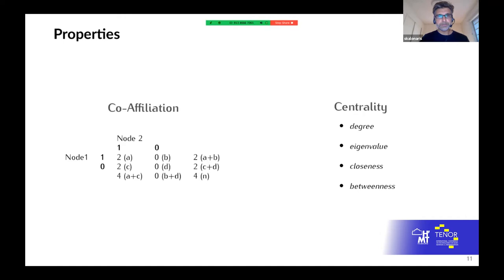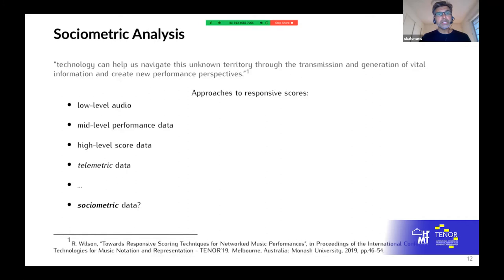Finally, coming to sociometric analysis, these measures can be useful to analyze the network. For example, we could deduce who are the most central actors and the most central musicians, players, or events, how these relate to one another, and the eventual overlaps of memberships, and in general, try to capture inner structures and behaviors. Wilson, in 2019, in this very conference, enumerates three main approaches in responsive scores based on either low-level audio, mid-level performance data, and high-level score data. He then goes on to add a fourth approach, leveraging machine learning to classify latent music agents based on telemetric data. So today in this talk, I put forward yet another approach based on sociometric data.